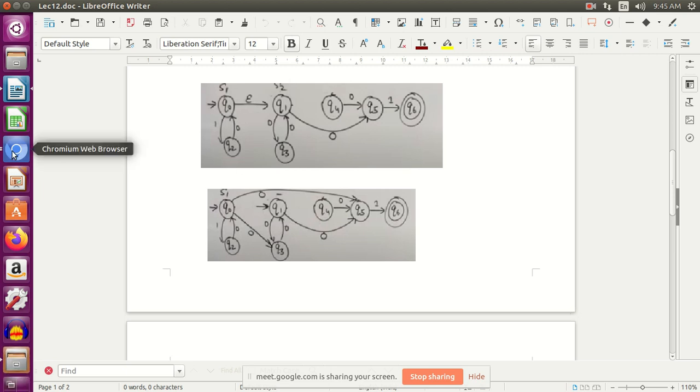But ma'am, actually there are two paths from Q0 and Q1 on 0. They can reach Q3 as well. Yeah, this is an NFA. It's possible, right? You can either go to Q3 or go to Q5. Both are possible. We are not making it a DFA. It's still an NFA. We are just removing the epsilon moves. So we can either go to Q3 or go to Q5.